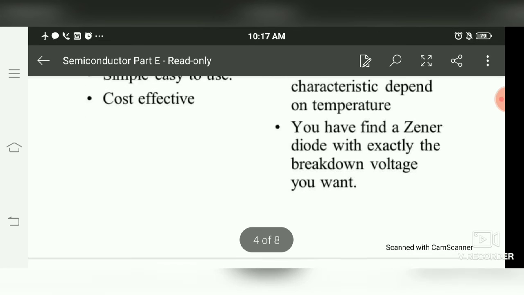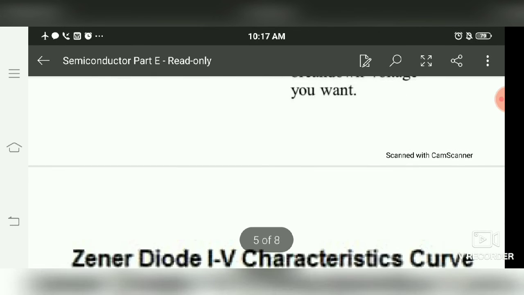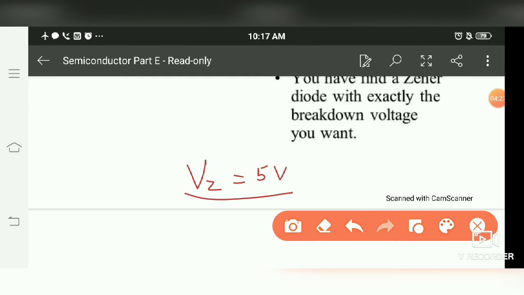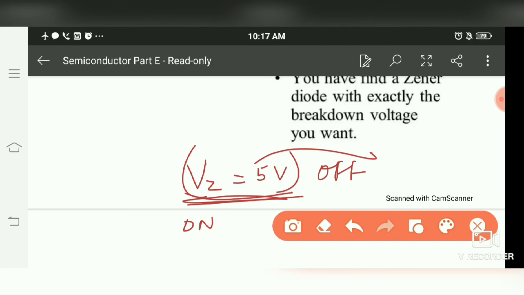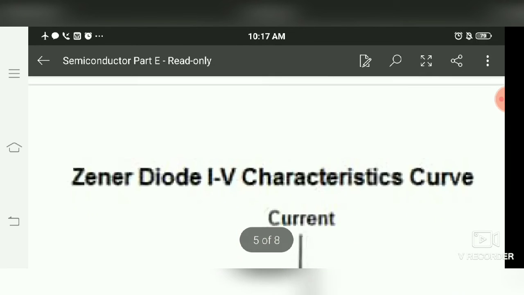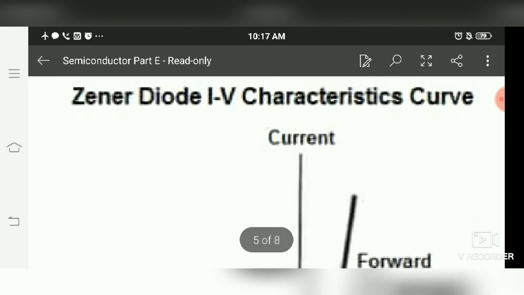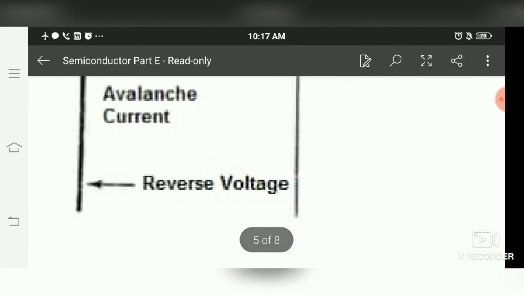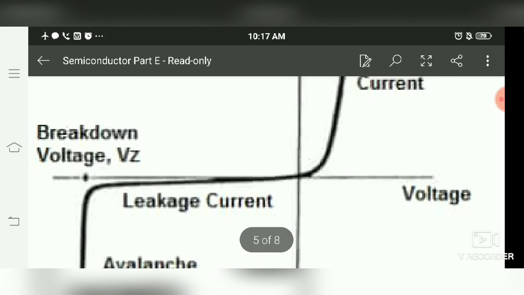Secondly, it has a breakdown voltage. Like a Zener has a breakdown or Zener voltage of say 5 volt. Below this it will be off, but if the input voltage is more than this it will be on, providing an output voltage equal to the Zener voltage, that is 5 volt. These are the characteristics of the Zener. We usually do not study it in forward, but in reverse. These are the same as for a PN junction.